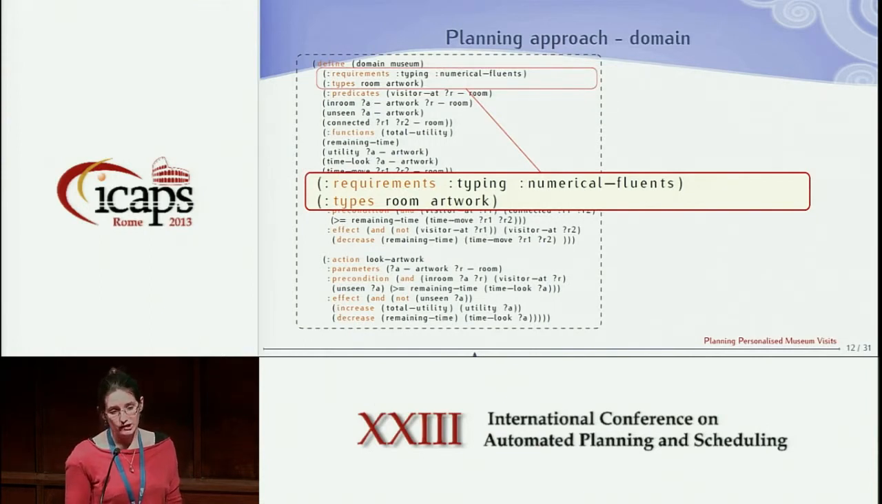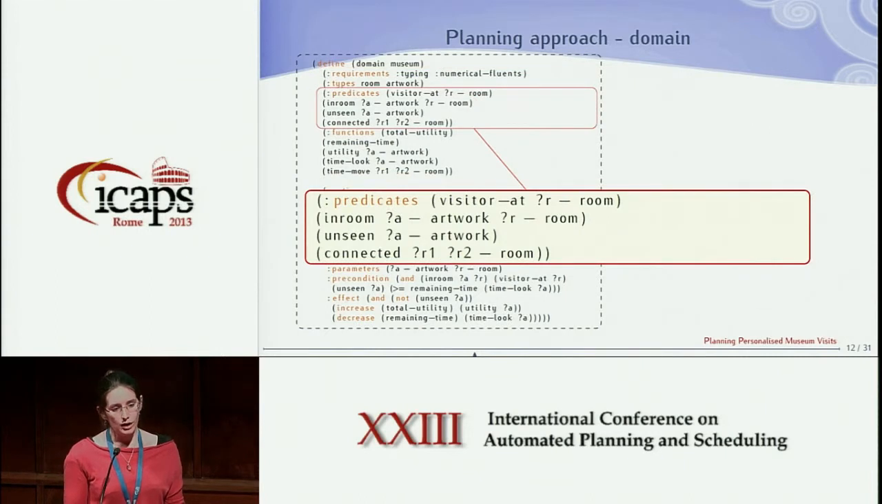So for the domain specification, we really require numerical fluents. Then we can define two types, one for room, one for artwork. We have a few predicates that will indicate if the visitor is present in some room, if an artwork is located in a room or not, if the artwork has been seen, and if two rooms are connected.